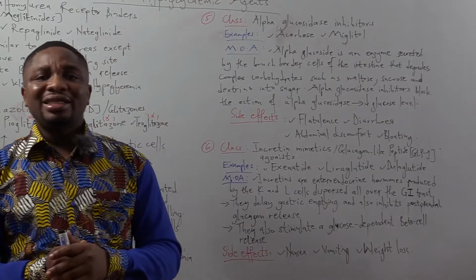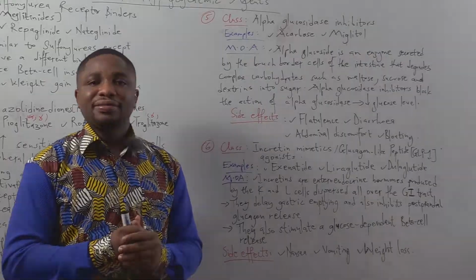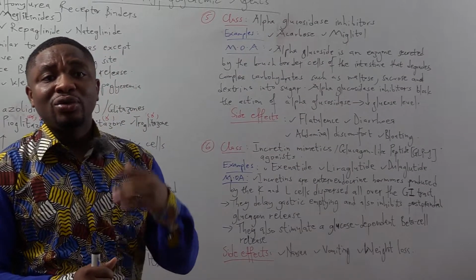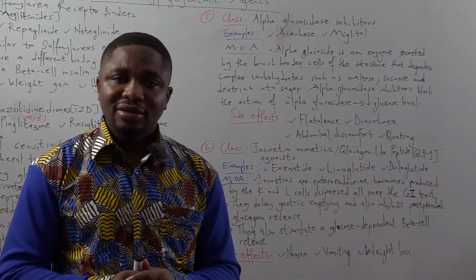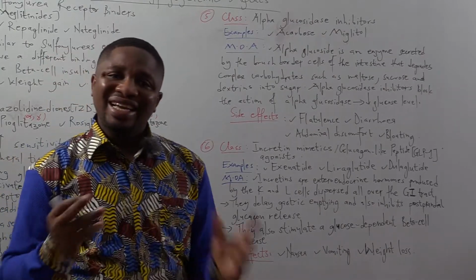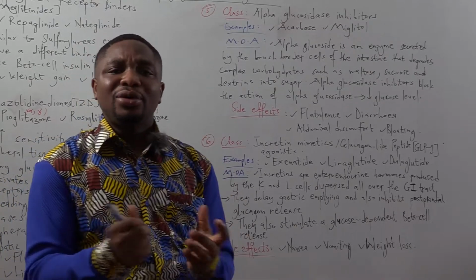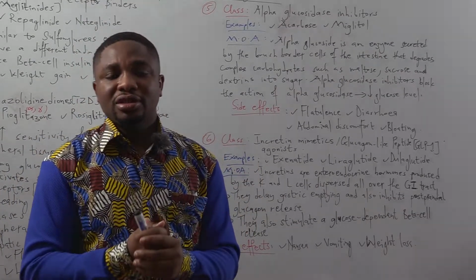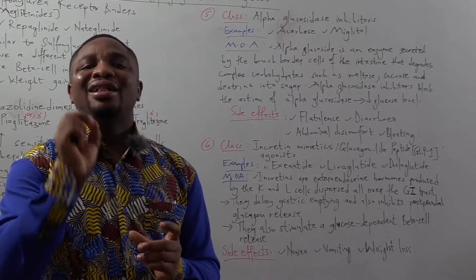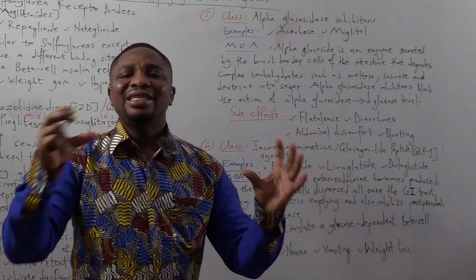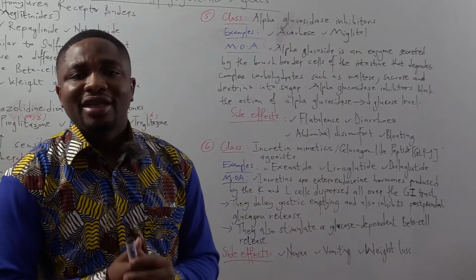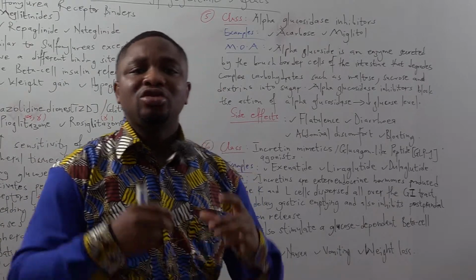Now let's have a look at their mechanism of action. For the mechanism of action, we have to look at the function of incretin. Then the question goes, what are incretins? You should know that incretins are enteroendocrine hormones produced by the K and L cells, which are dispersed all over the gastrointestinal tract.